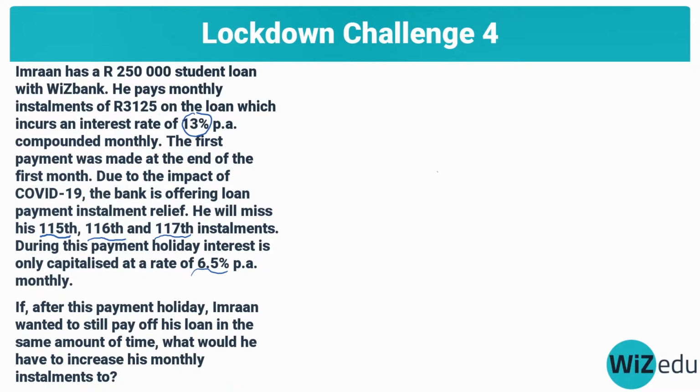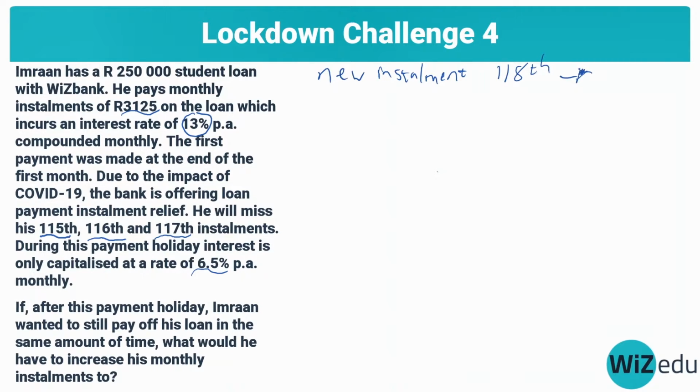But after the 117th installment he misses, he still wants to pay back the loan in the same amount of time as if he'd been paying his 3,125 each month. So what we have to do is calculate the new installment on his loan, which is going to be higher than 3,125, which he'll start paying from the 118th month onwards.